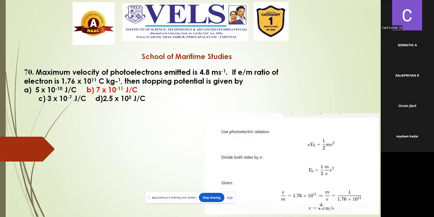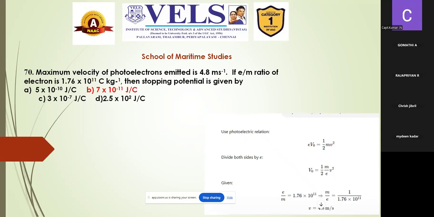Our next question: the maximum velocity of photoelectrons emitted is 4.8 meter second minus 1. If the e by m ratio of electron is 1.76 into 10 power 11 coulomb per kilogram, what is the stopping potential? It is given by eV naught equal to half mv square. From this equation, we can find the stopping potential, V naught equal to 1 by 2 m by e v square.